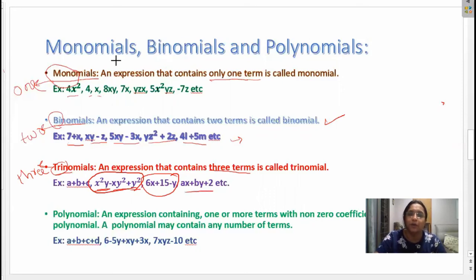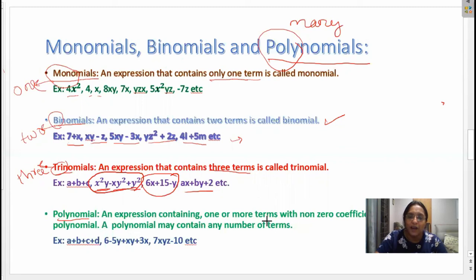Monomial, binomial and trinomial together are called polynomial. Poly means many. So even a monomial is also a polynomial, and a binomial is also a polynomial. So what is the definition of a polynomial? An expression containing one or more terms with non-zero coefficients is called a polynomial.